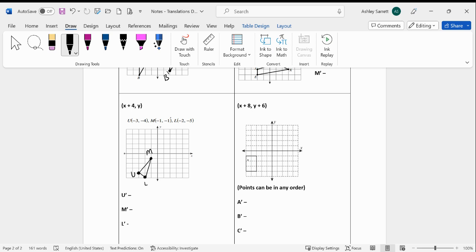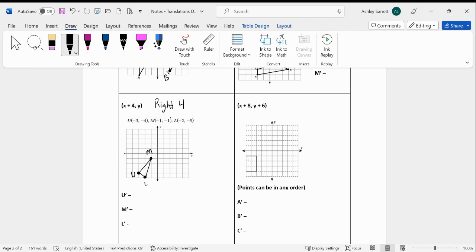Now let's look at our notation. X plus 4 means this image will move right 4 units. All right, now Y is just Y. There's nothing there. So if there's nothing there, there is no vertical movement. It's going to go right 4, and that's it.